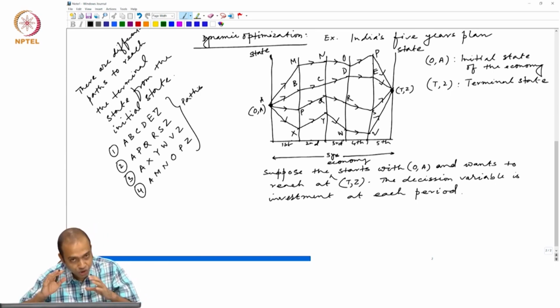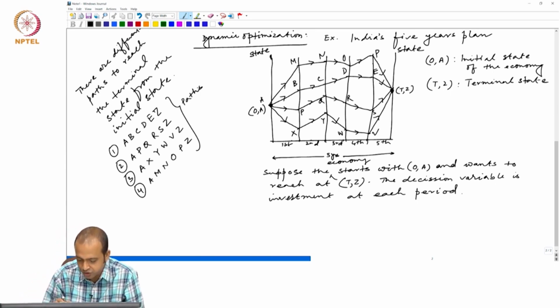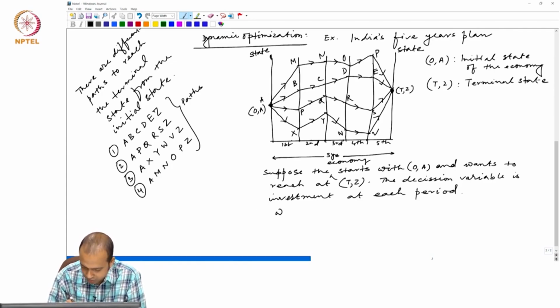Now, the question is then which path to select? Which path to select? This is the question.